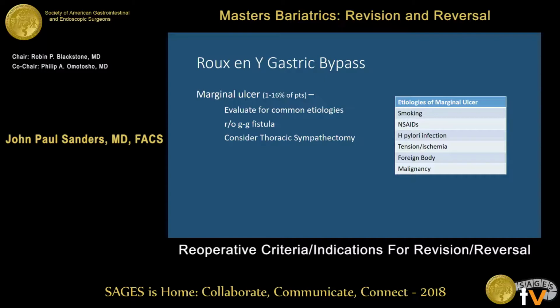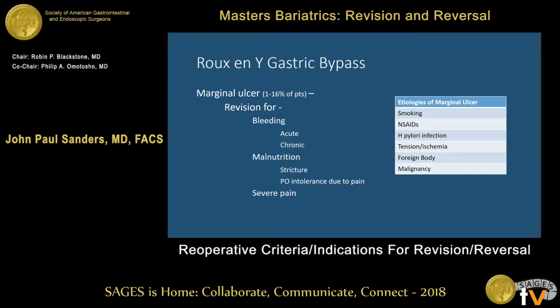Specifically, when you're talking about a marginal ulcer, you need to evaluate for the common etiologies. I think this is fairly straightforward. Once you've ruled those out and optimized them medically, and you've ruled out a gastric fistula, then you would consider thoracic sympathectomy. There is data to support it. In my personal experience, it's not extremely effective, but the data does indicate that it has a reasonably high success rate in the publication.